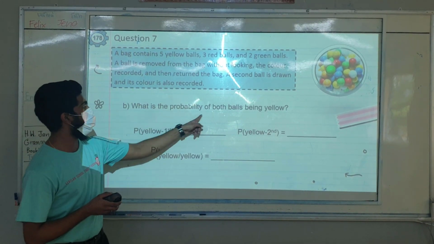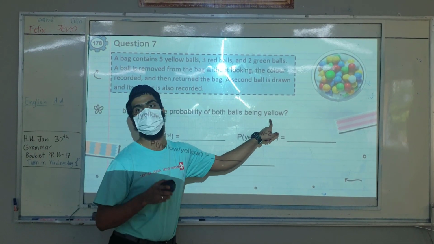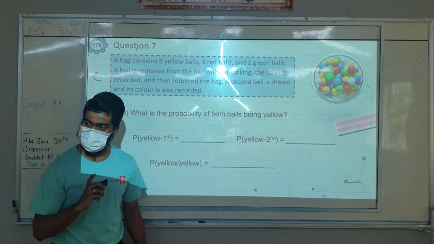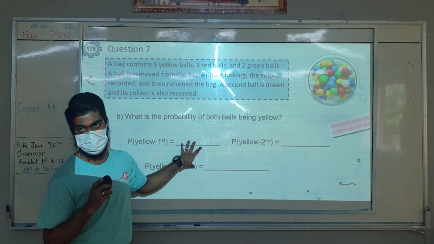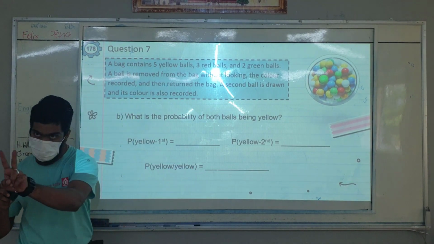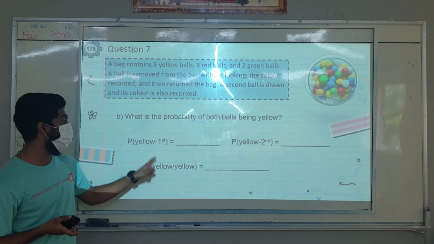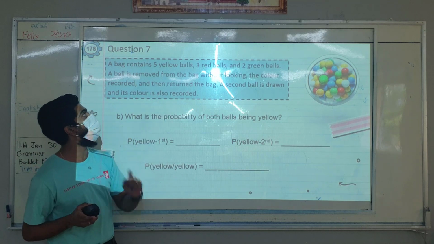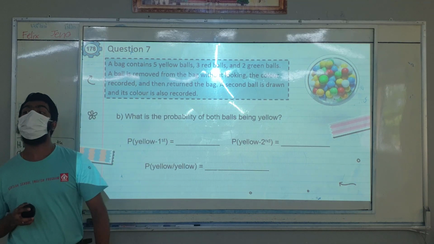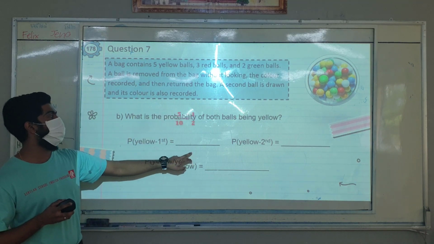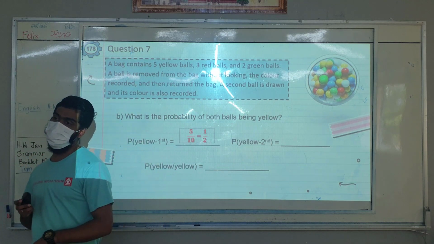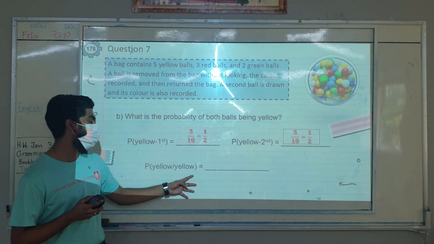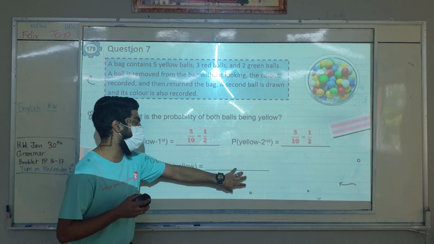Next question, what do we have right here? The probability of both balls being yellow. Here also many of you like to make mistakes. You just write 1 probability. But here they're talking about 2 probabilities. What is the probability that the first ball will be yellow? How many yellow balls do we have? 5 over 10. What is the probability that the second ball will be yellow? 5 over 10. Now what is the probability that we choose a yellow ball and a yellow ball?